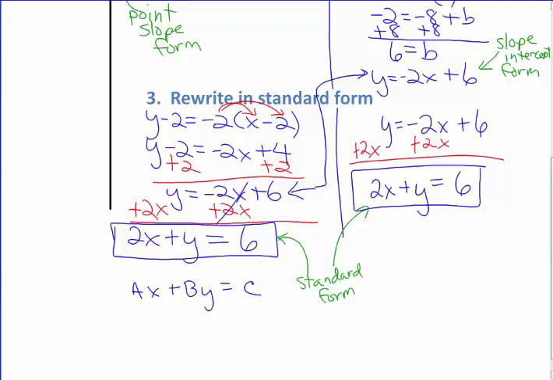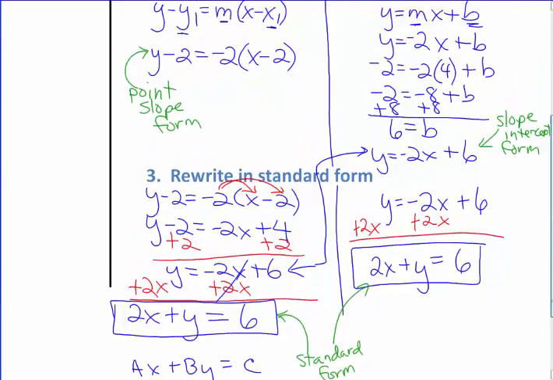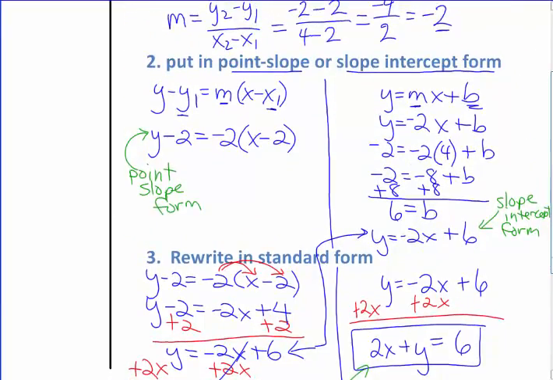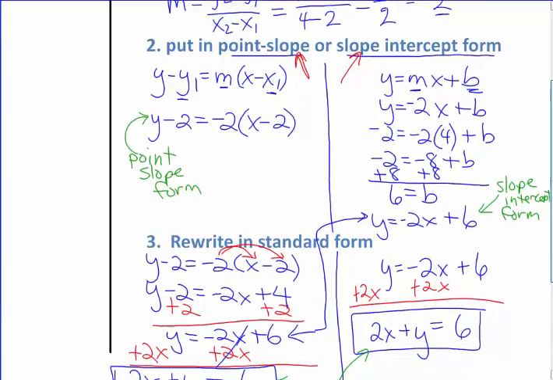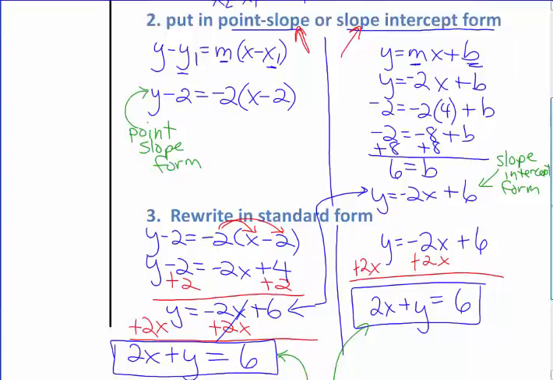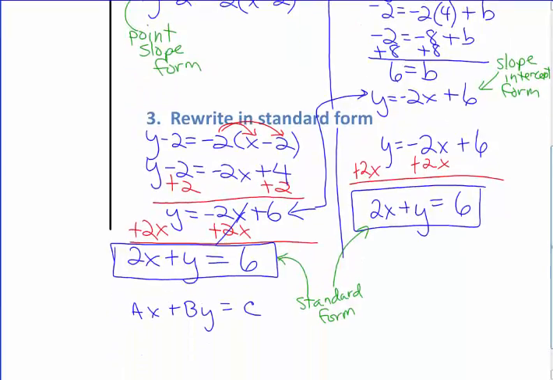But to get to standard form, you have to start with your point slope or your slope-intercept to get to standard form. You have to start there, get a slope-intercept or a point slope form, and then rewrite so that they are in standard form. That is the only way to get to standard form when you're given those 2 points.